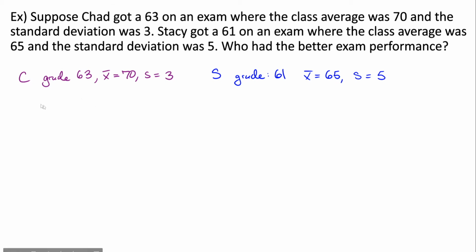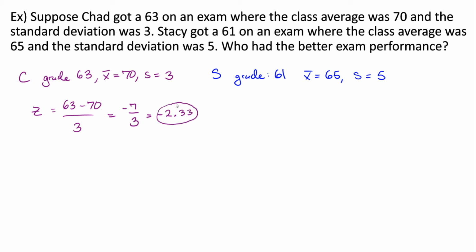So first we'll find our z-score here. Our x in this problem will be 63. Our mean is 70. And our standard deviation is 3. And we end up getting a z-score here of negative 2.333 forever, but we round off to 2 places, so it's negative 2.33.